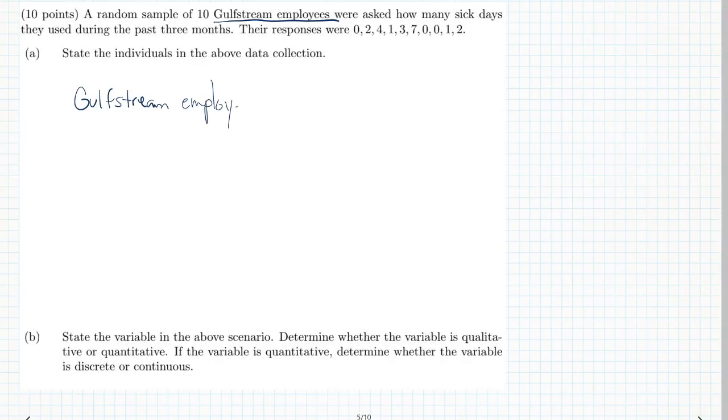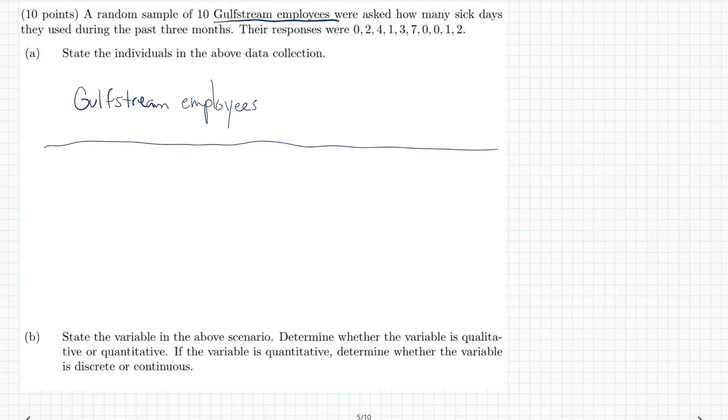So in terms of the individuals, that is what we're looking at. The Gulfstream employees. You could even advance it. Gulfstream employees asked about their number of sick days used. Now, we want to state the variable, and we want to determine if it's qualitative or quantitative. And if it's quantitative, determine whether it's discrete or continuous.